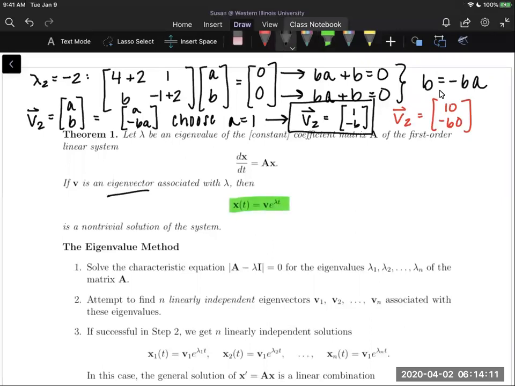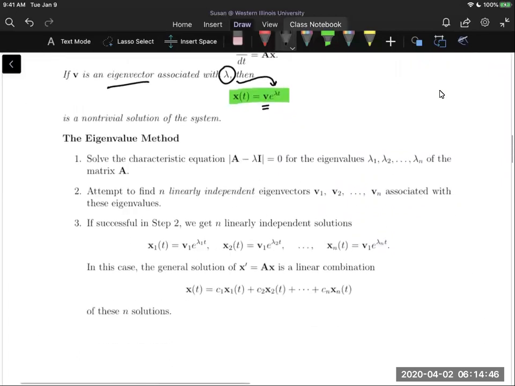Very, very similar to what we were doing in chapter 3, that root of the characteristic equation, which we're calling lambda, sticks into the exponential function there, e to the lambda t. So we were previously seeing e to the rt, now we see e to the lambda t, and then this eigenvector is the vector out front. So you're just going to take your exponential function and multiply it by your eigenvector, and that is a solution to the differential equation.